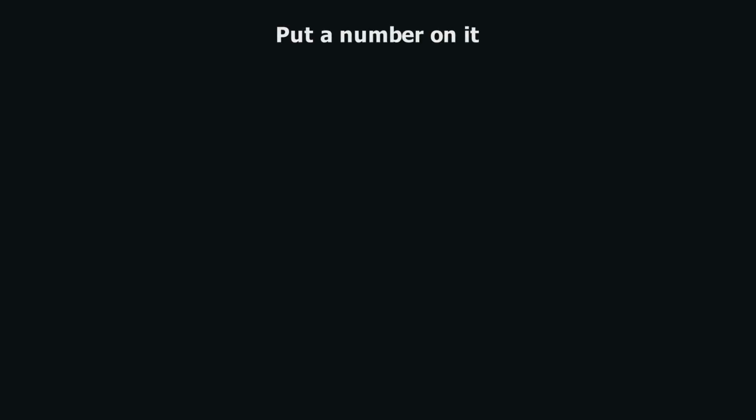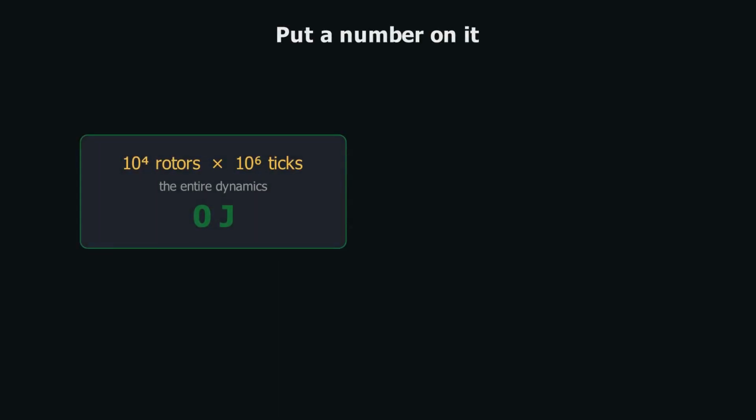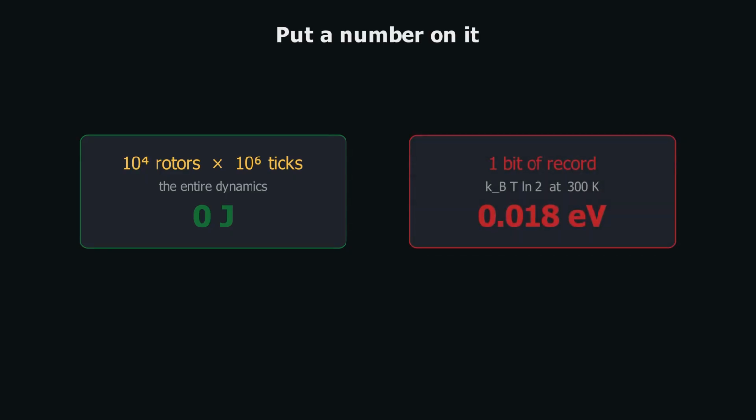Put a number on it. Take 10,000 rotors and evolve them for 1,000,000 ticks. Under the reversible gate that costs, in principle, nothing at all. Now read out one bit. At room temperature, the Landauer floor is about 2.9 times 10 to the minus 21 joules, roughly 0.018 electron volts. 10,000 rotors, 1,000,000 ticks free. One bit of record, 18 thousandths of an electron volt. That asymmetry, a vanishing cost for the dynamics and a floor cost for the readout, is the signature of the deterministic engine, and it is the seam that the measurement chapters develop.